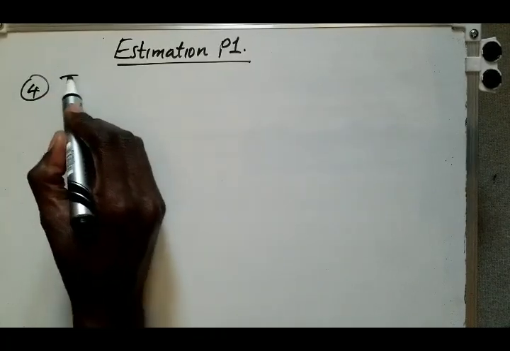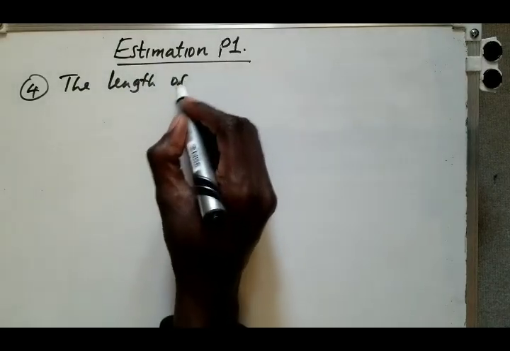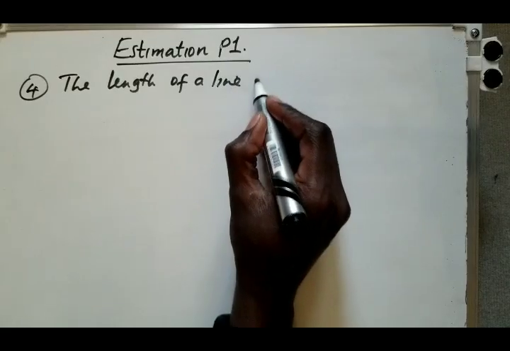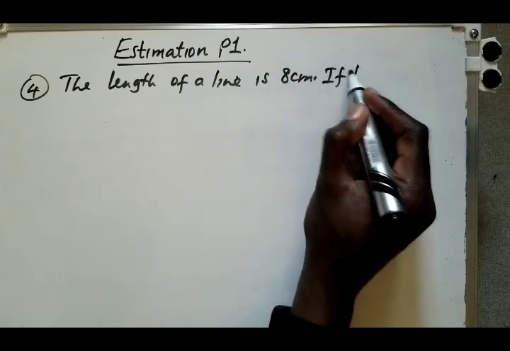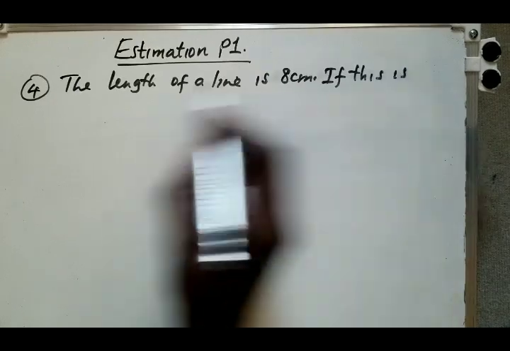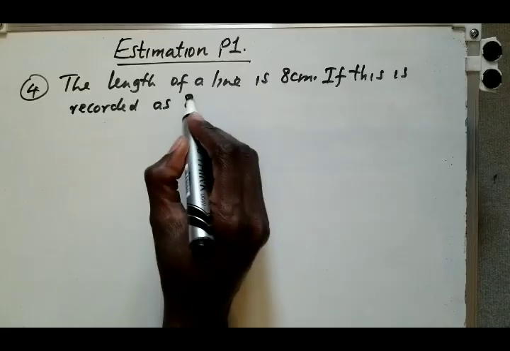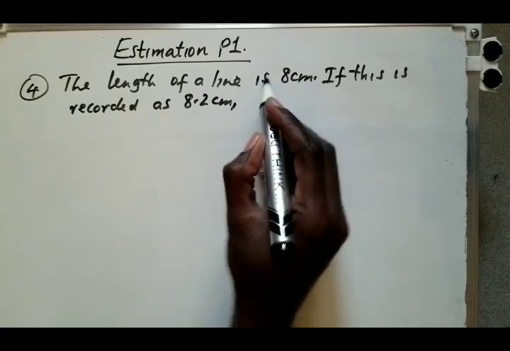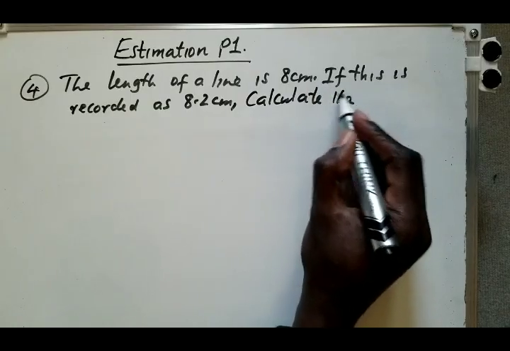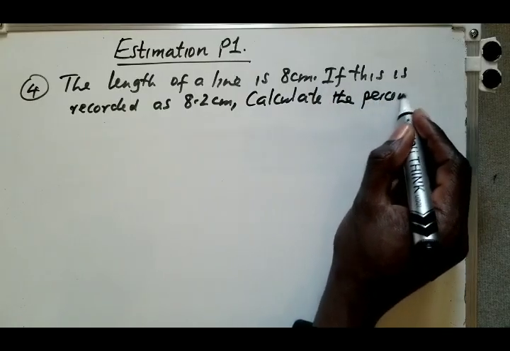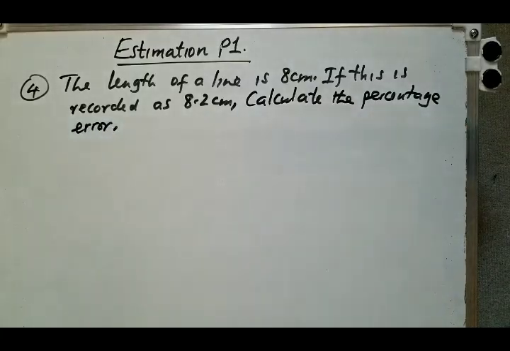It's an exam question. It was saying that the length of a line is 8 centimeters, and it says that if this is recorded as 8.2 centimeters, then calculate the percentage error. So that's what they mean. So calculate the percentage error.